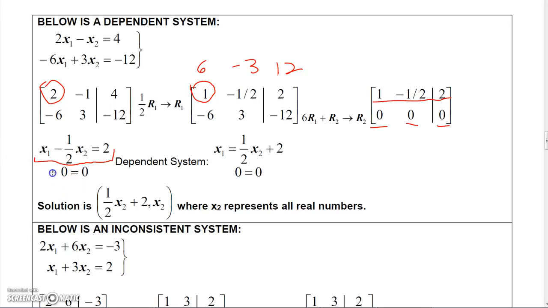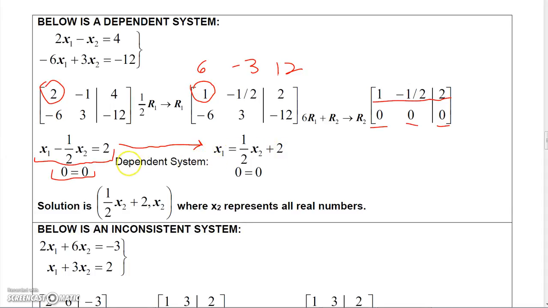And the second row just says 0 equals 0, which doesn't contradict anything. So then I can take this and I can solve for x1 in terms of x2. So x1, by moving the minus 1/2 x2 across the equal sign, is equal to 1/2 x2 plus 2.